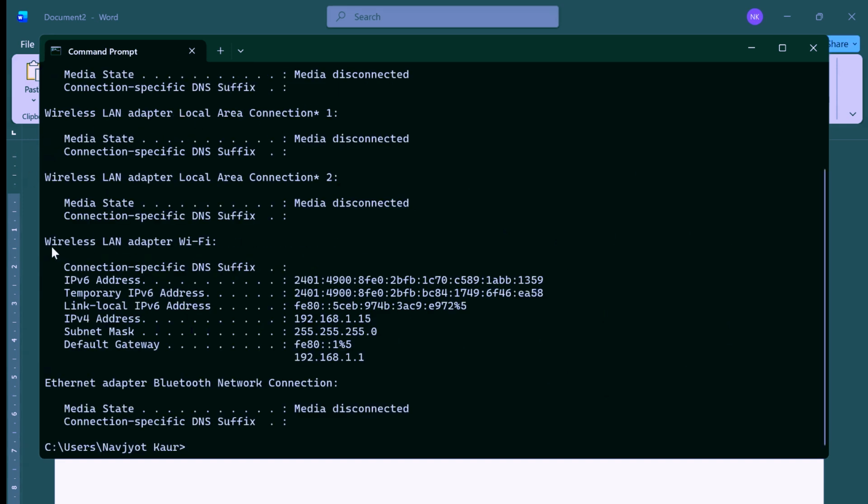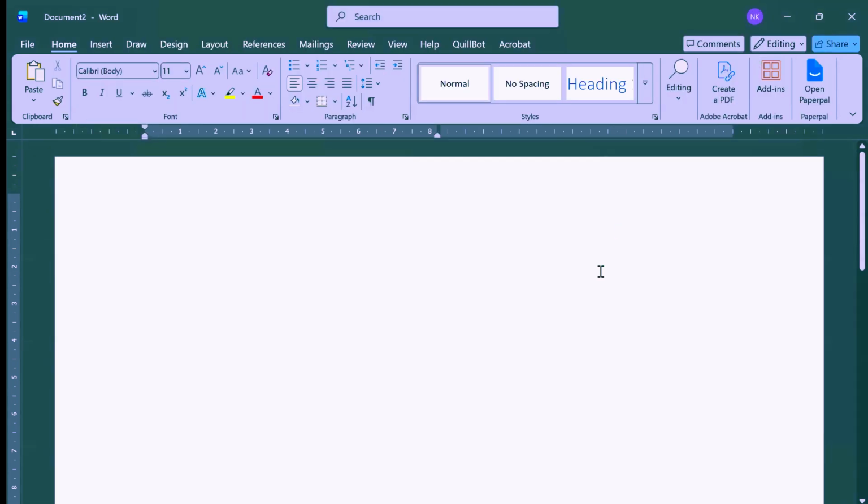Here you will see my system is showing the wireless LAN adapter Wi-Fi IPv6 address. Some values are there, and then the IPv4 address is there, which is divided into 4 octets. It has some subnet mask. What is the subnet mask? That we will talk about later on. Then there is a default gateway associated with my system. So every PC which is accessing the internet will have some IP address associated with it.